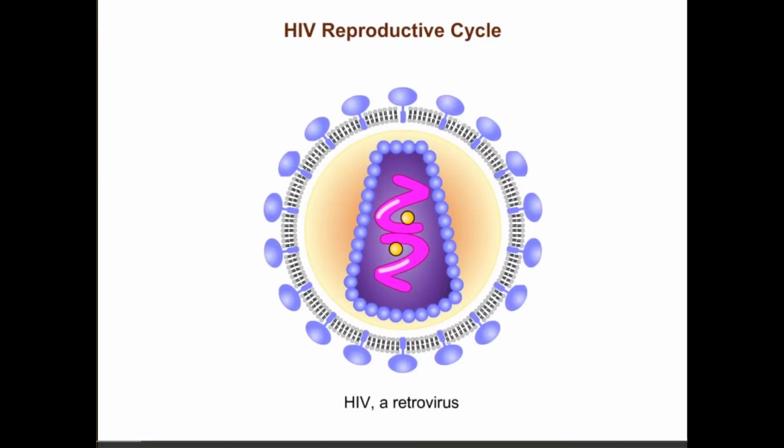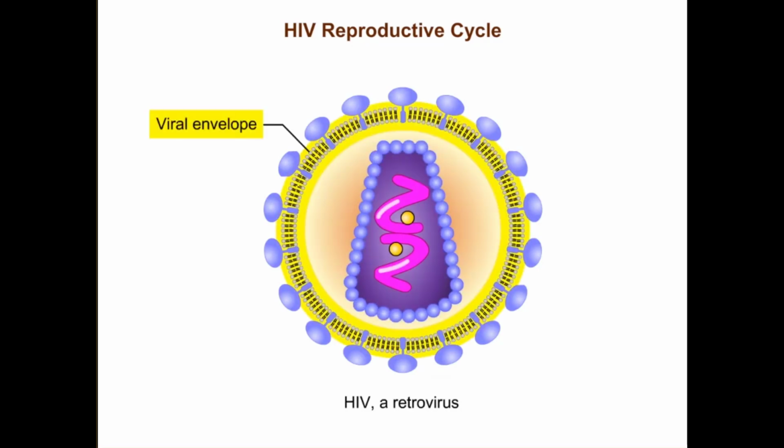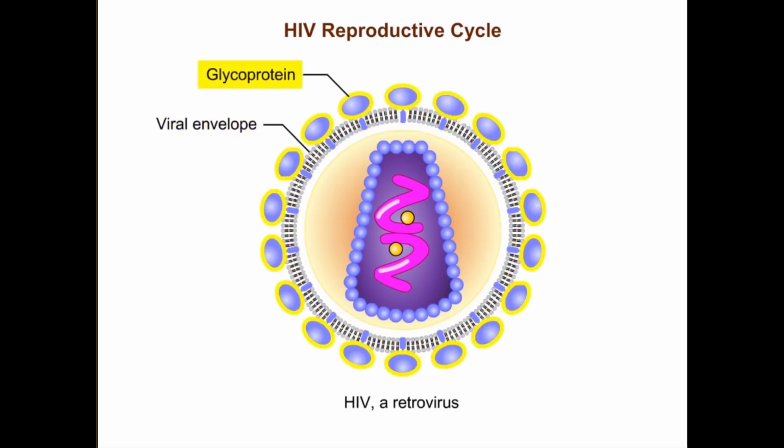HIV reproductive cycle. Understanding the structure and life cycle of the human immunodeficiency virus, or HIV, the AIDS virus, is critically important to deal with the disease. HIV is covered by an envelope derived from a host cell membrane. Glycoproteins studding the envelope recognize and bind to receptor molecules on the host cell.